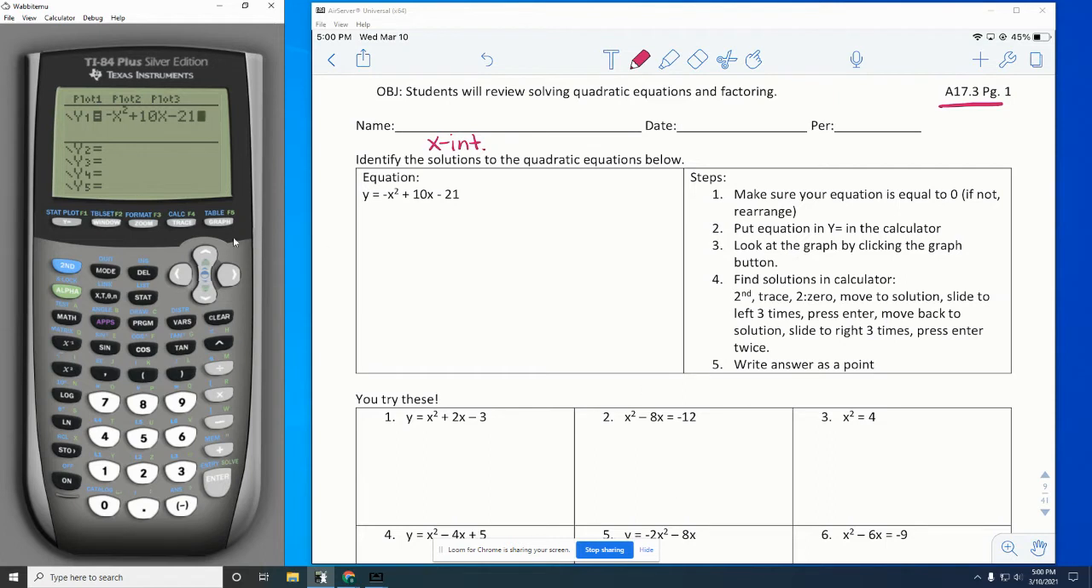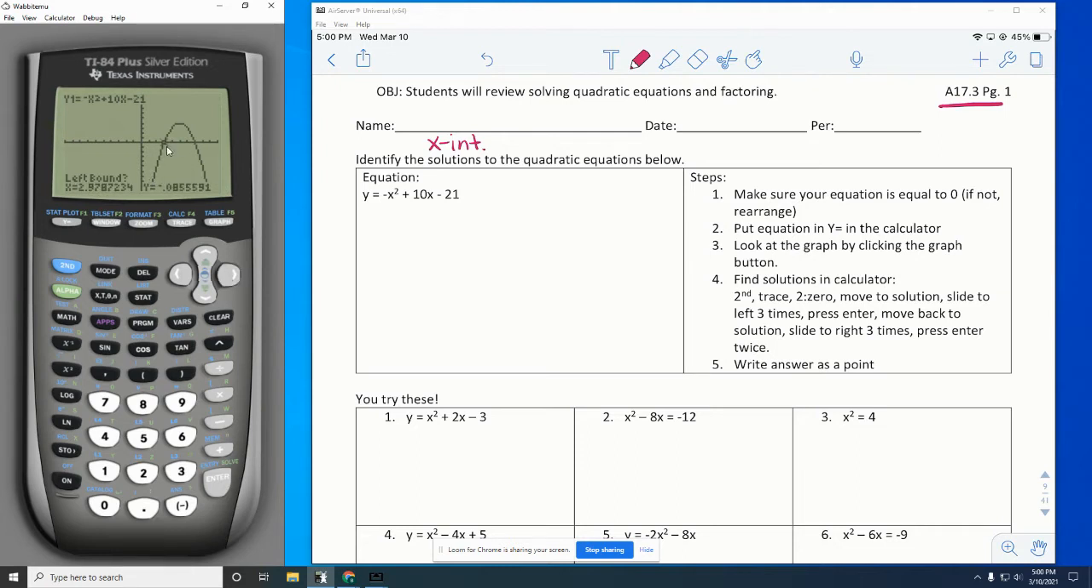Next, they tell us to look at the graph by clicking the graph button. So I know how many x-intercepts I'm looking for. So there's one right here and one right here. So I'm looking for 2 x-intercepts total. To find the solutions, we click second trace, option 2. Move to your solution, otherwise known as your x-intercept.